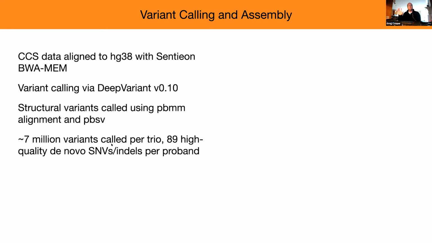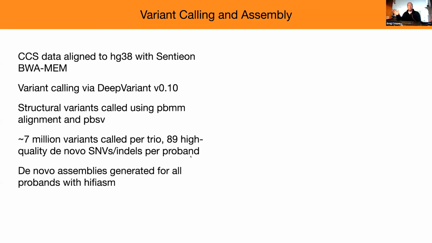If you just look at, for example, de novo point mutations or indels, on average each human baby is born with something like 70 to 100 de novo point mutations and indels. You can see we're seeing about 89, which is right in the range of biological expectation. In contrast, I'm not showing the data, but from Illumina data you typically get several hundred. So you get lots of erroneous de novo calls. So we're already seeing evidence that we're getting higher quality variant calls.